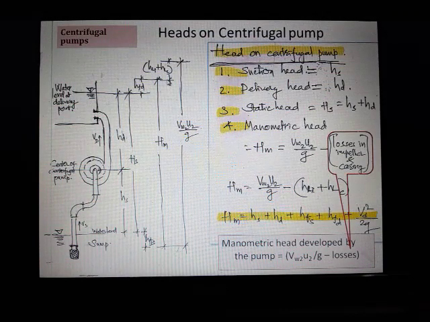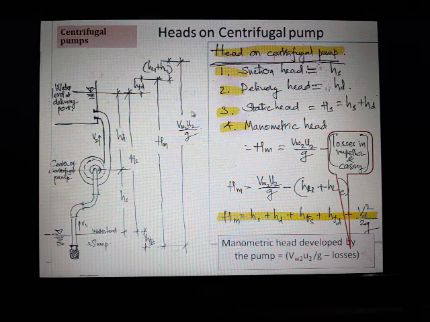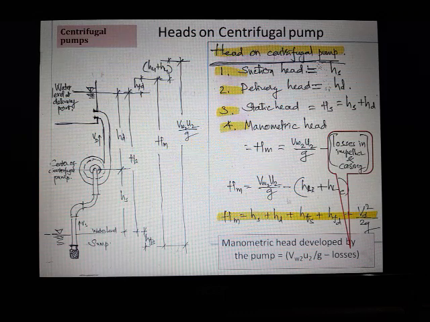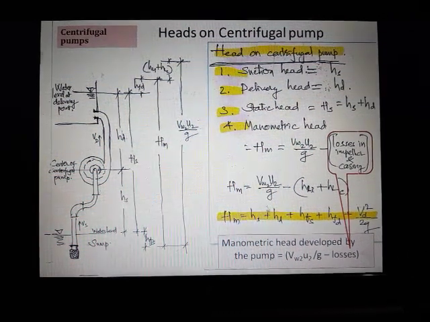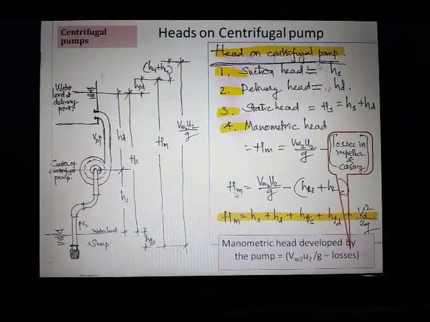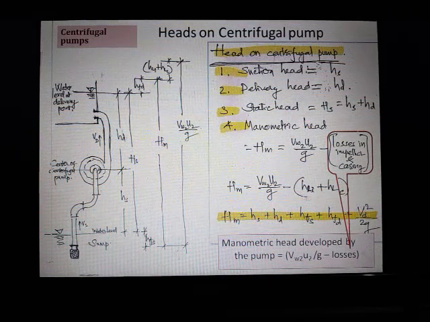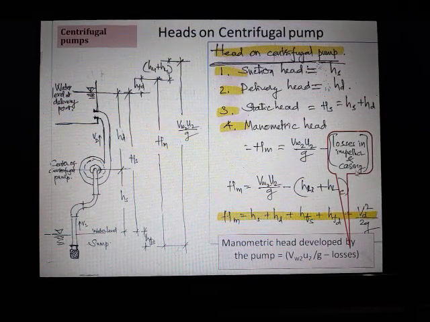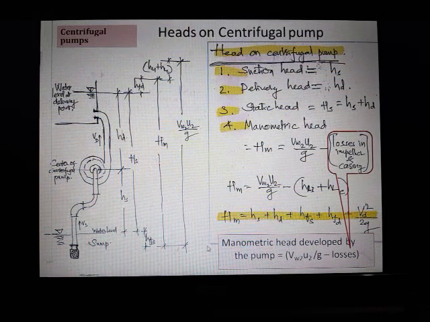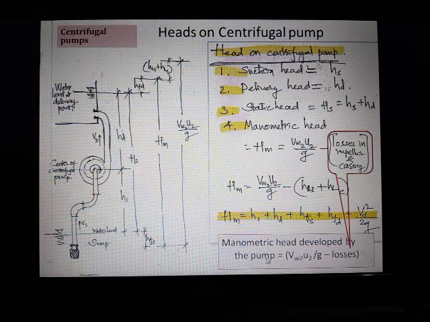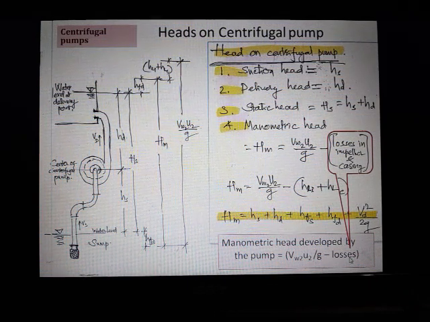Now if you add these losses to the developed head, we get what is known as vw2 u2 by g, which we have already discussed is the work done by the impeller. So the equation becomes manometric head is equal to vw2 u2 by g minus the losses due to impeller and casing. So the equation that we should remember from this slide is that manometric head HM developed by the pump will be equal to vw2 u2 by g minus the losses.